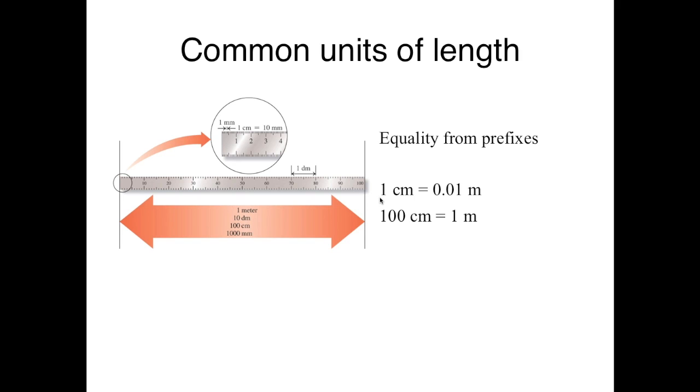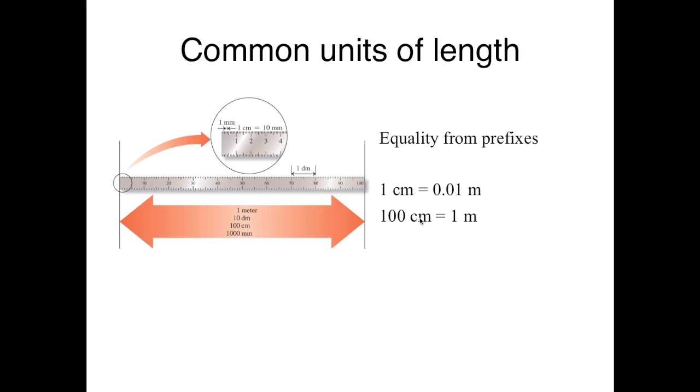We just talked about writing equalities from prefixes. So we said that 1 centimeter, replacing the centi with 0.01, is equal to 0.01 meter, right? 1 centimeter is 0.01 meter. What if I asked you the opposite? 1 meter is equal to how many centimeters? You can simply say it's 100 centimeters. How do you come about this?